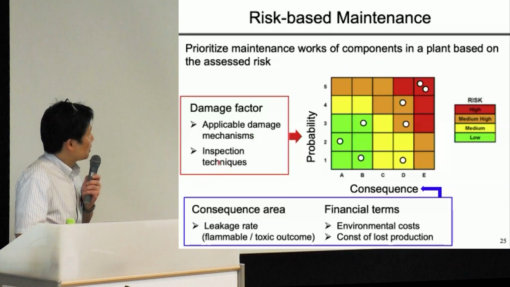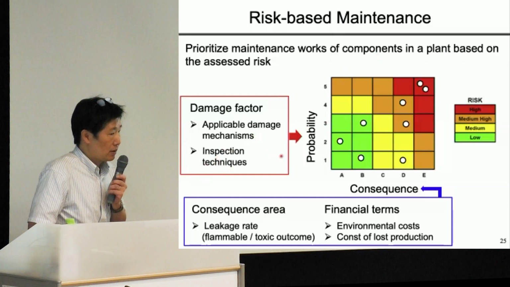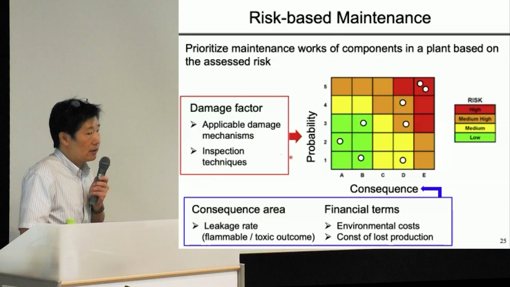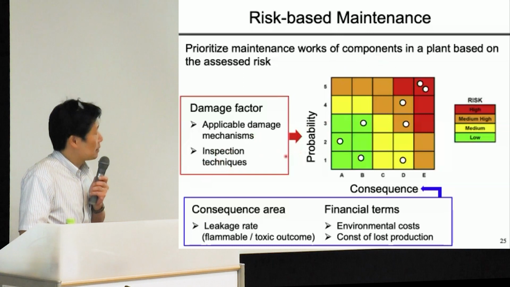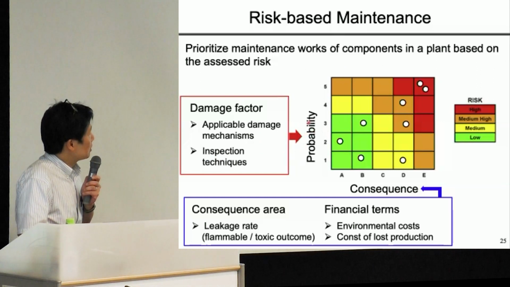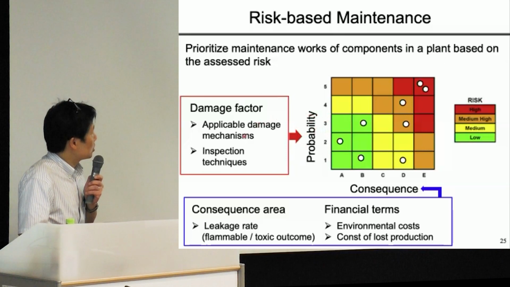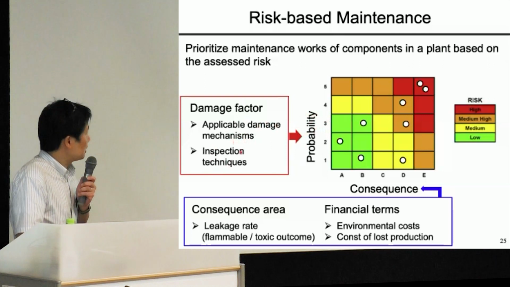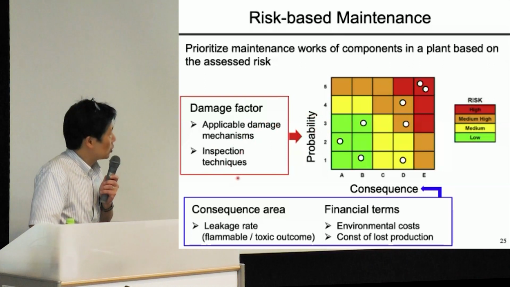And also, we have a lot of lectures on inspection technique. And by inspection, there is a possibility that we can find the defects before the failure. Then we can decrease the probability. Anyway, in order to estimate probability, we should consider both the reliability of damage mechanism and the reliability of inspection technique. That is important.